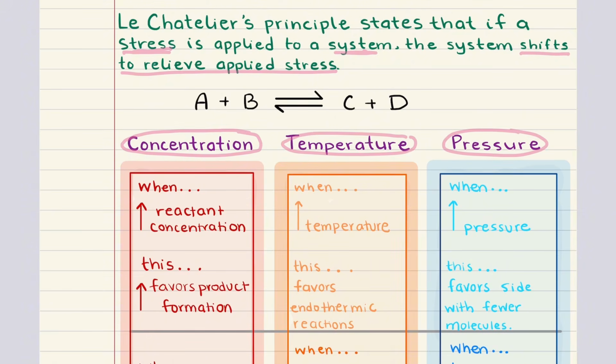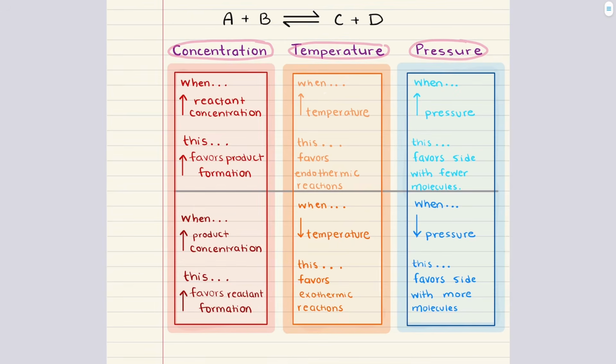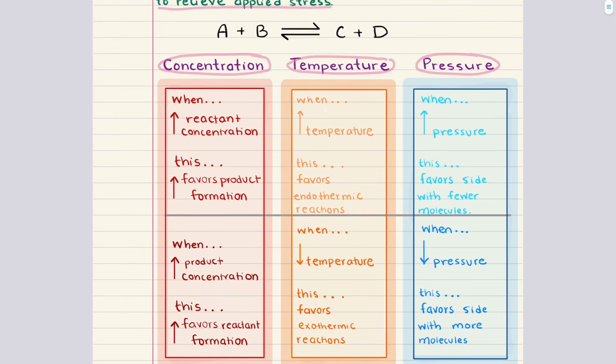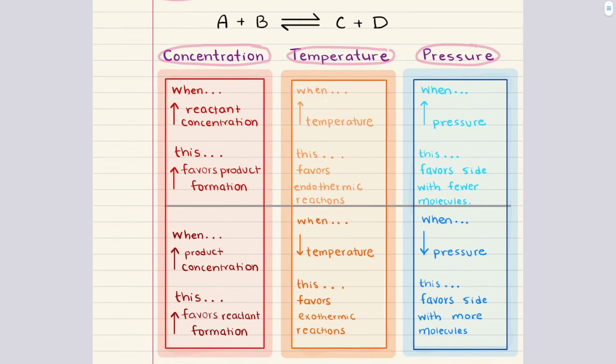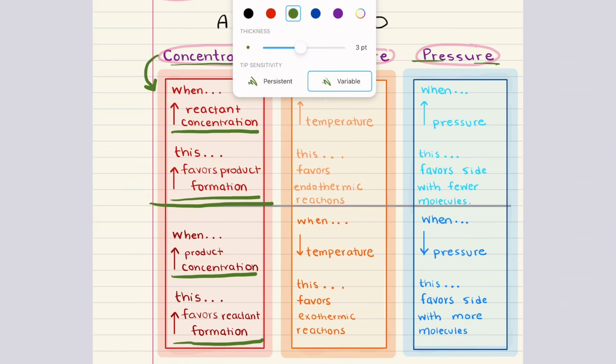The table that you see on this page summarizes some of the key points regarding how changing concentration, temperature, or pressure affect equilibrium, and then what the system does to reestablish equilibrium. So for concentration, when you increase reactant concentration, this favors product formation. When you increase product concentration, this favors reactant formation.